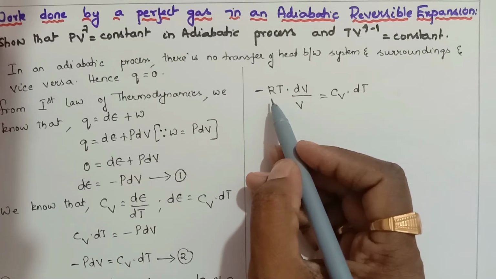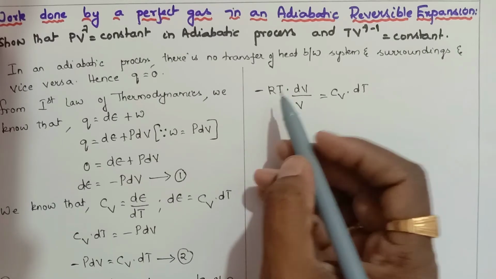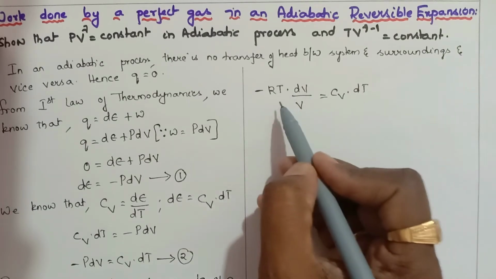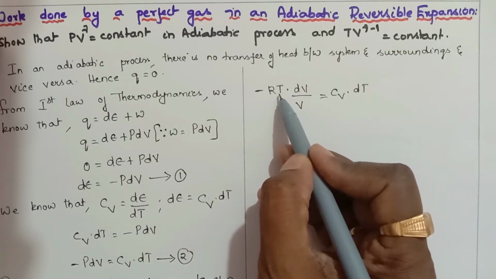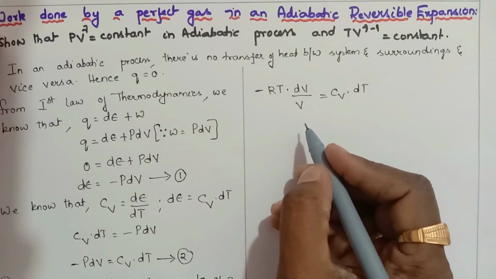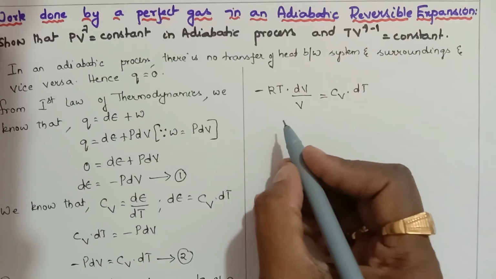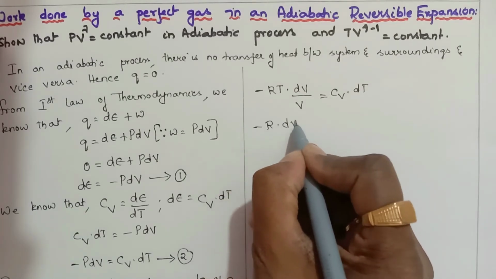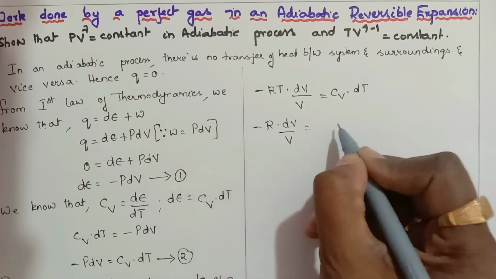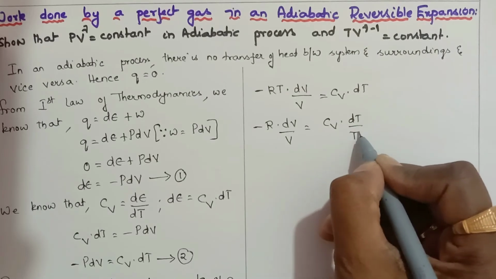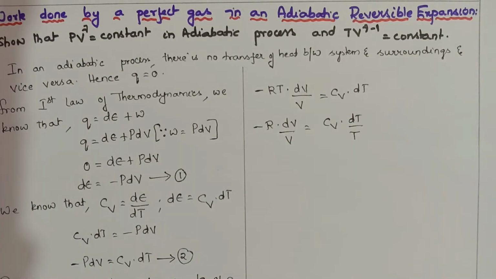Okay. So, before that, look here. Here it is dV by V. Right side there is dt. Left side there is t. So, I will move this t to the right side so that same variables will be on the same side. Minus R into dV by V is equal to Cv into dt by t. Okay. Same variables on the same side.